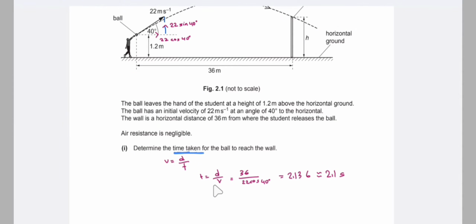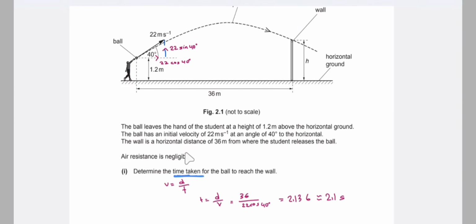So time is equal to displacement by velocity, and to find the value of time, we have the value of horizontal distance. The horizontal distance is 36 meter.